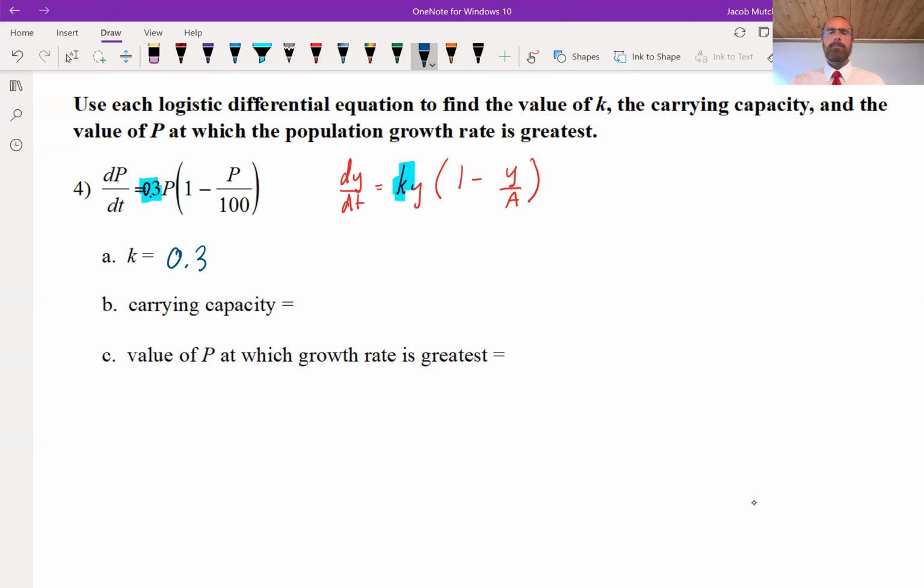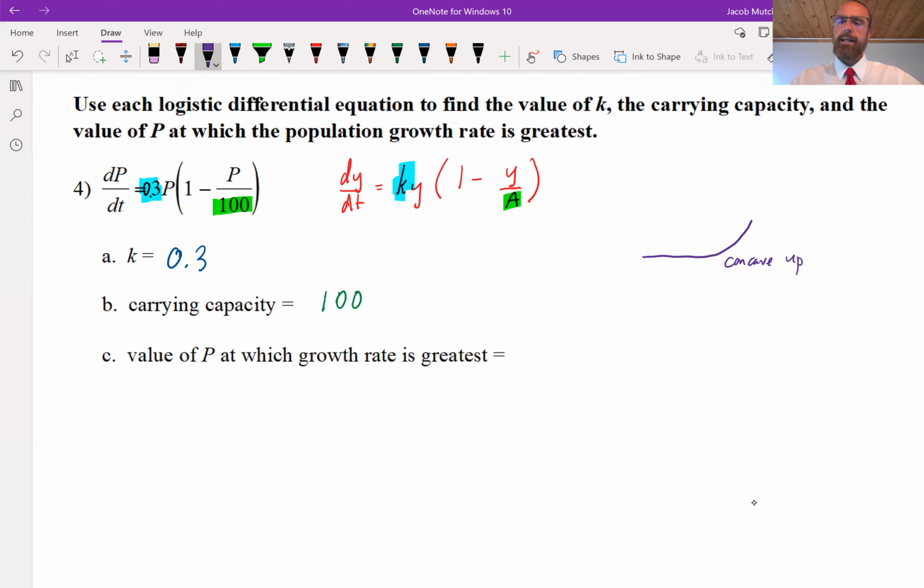The third part here is a little different. We're looking for the value of p at which the growth rate is the greatest. So like we did in the first question, I just want to consider the way that this logistic function works. Again, it starts as an exponential function, which is concave up. And as you can definitely tell, the growth gets higher and higher as we go.